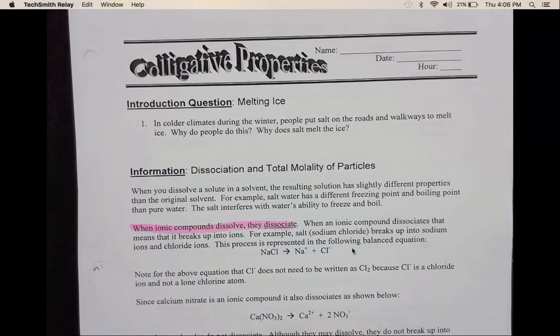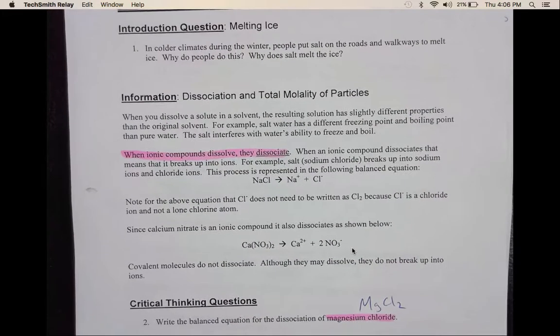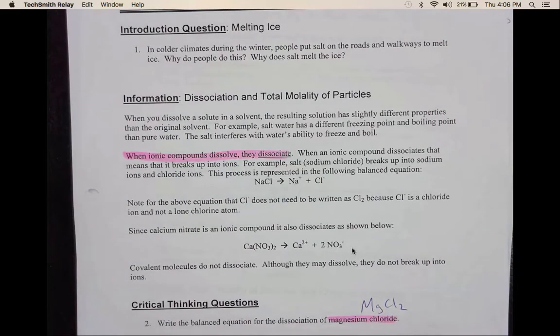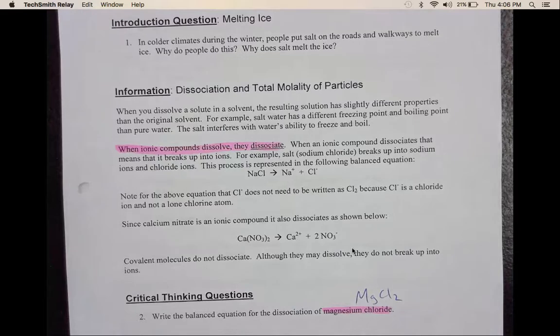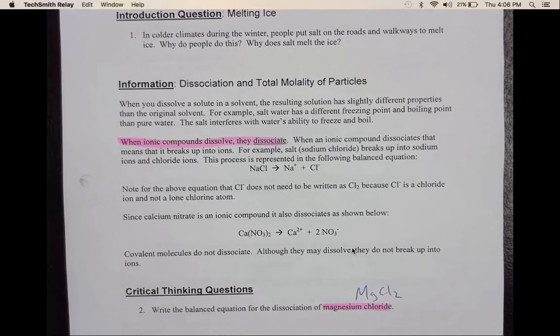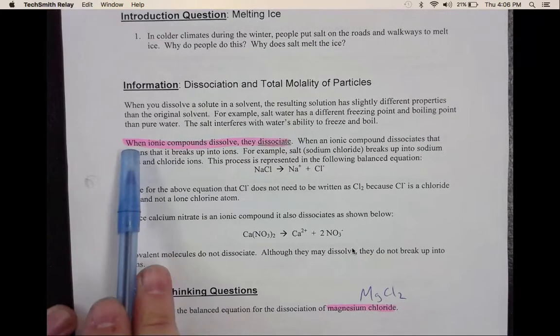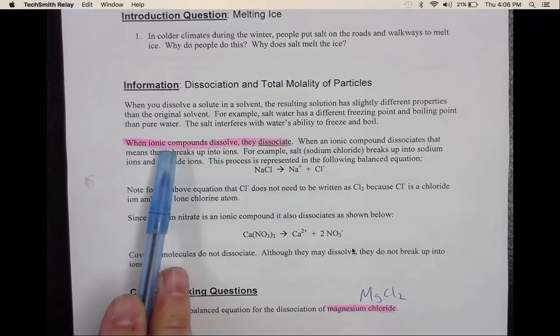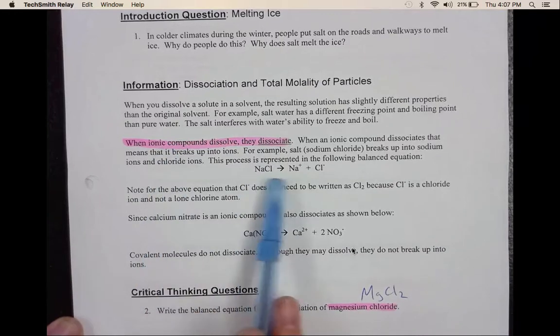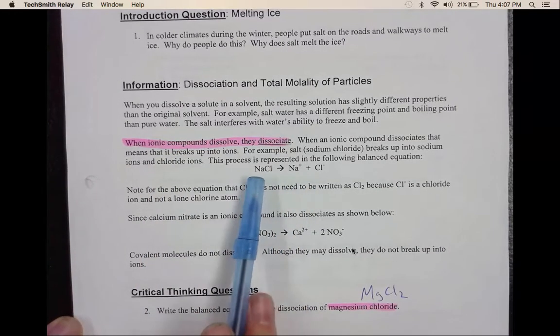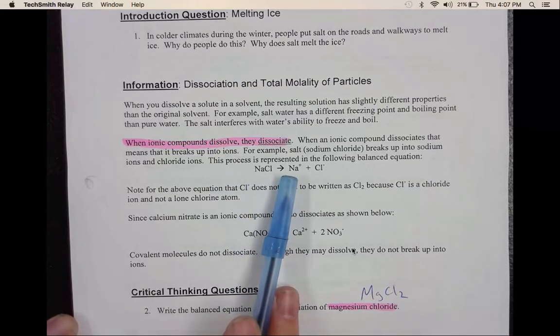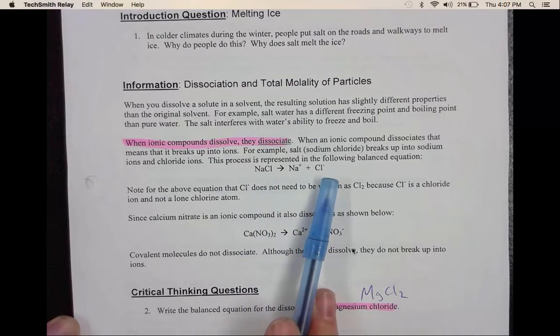So make sure you read the paragraph, the information on dissociation and total molality of particles, and then go back to question one. It does give you a little bit of a reminder about dissociation. Remember, we were using dissociation in previous ChemQuests. Whenever ionic compounds are dissolved, they dissociate, so they break up into their ions. So right here we would see sodium chloride. When it dissociates, it breaks up into Na+ and Cl-.